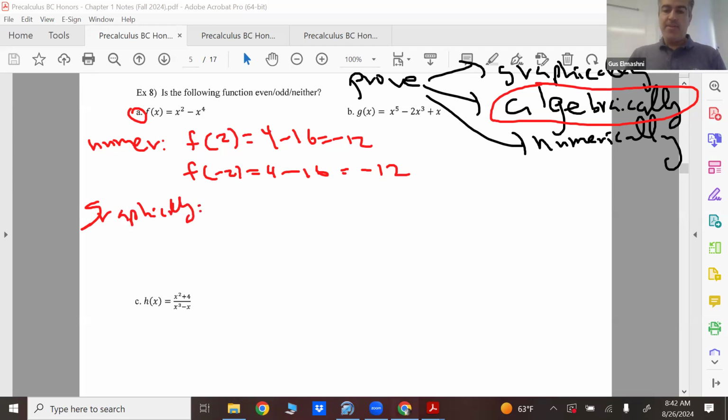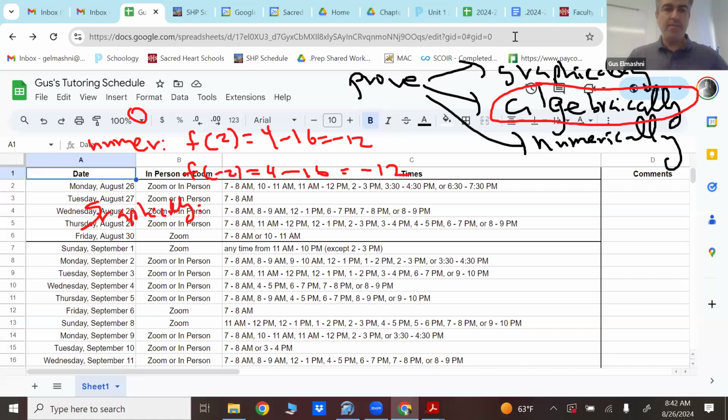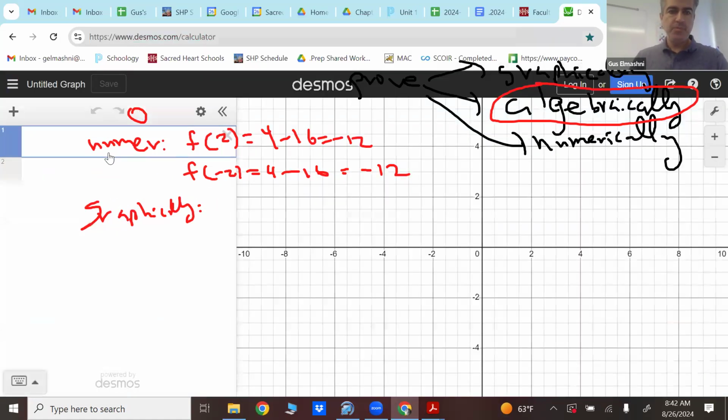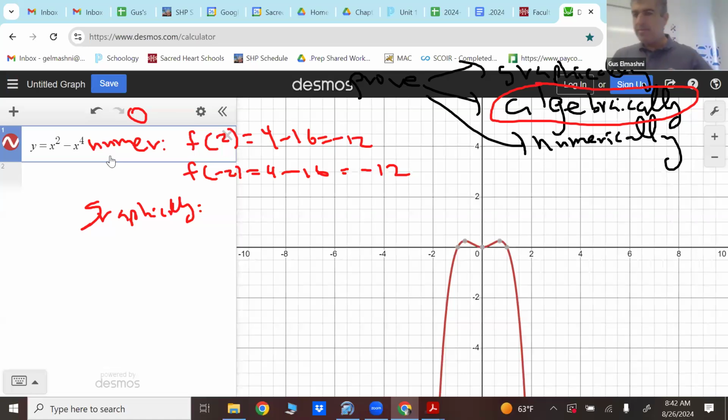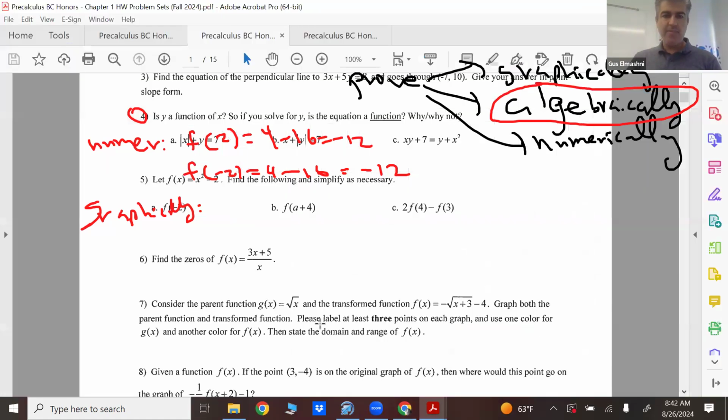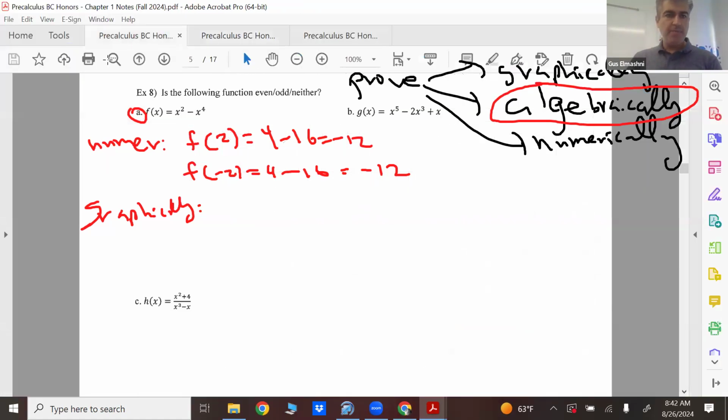I'm not going to try to imagine that in my head, so let's actually go to Desmos. y equals x squared minus x to the 4 power. There you go. Does that look symmetric to you about the y-axis? Yeah, 100%. I totally have that y-axis symmetry, right? So that looks good to me. I like it. All's good there.